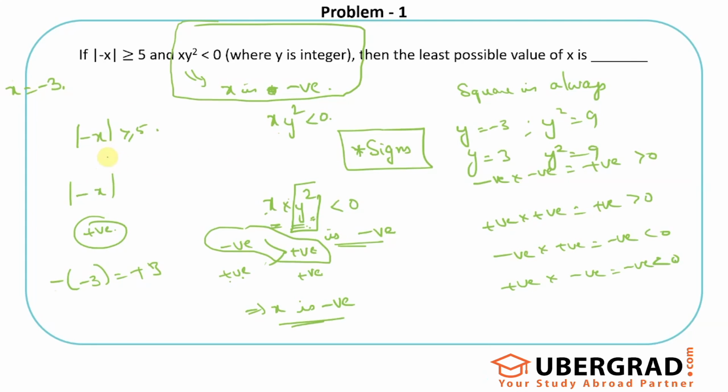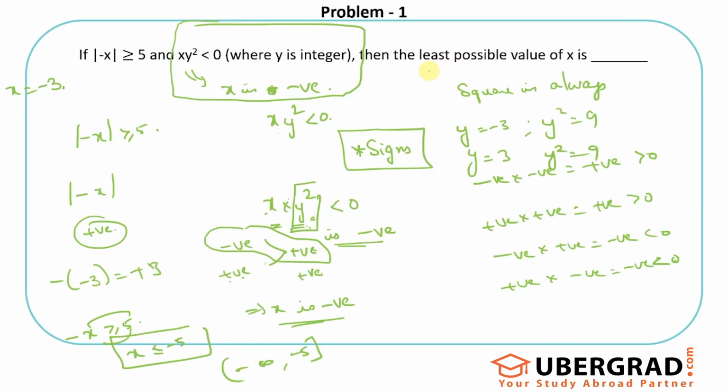So there is no need of having this mod. x is negative for sure. So minus x is always positive. Mod of positive is always positive. So I can remove the mod and I can simply write minus x is greater than or equals to 5. Then if I send it this side, x is less than or equals to minus 5. So that means x can be anything from minus infinity to minus 5.